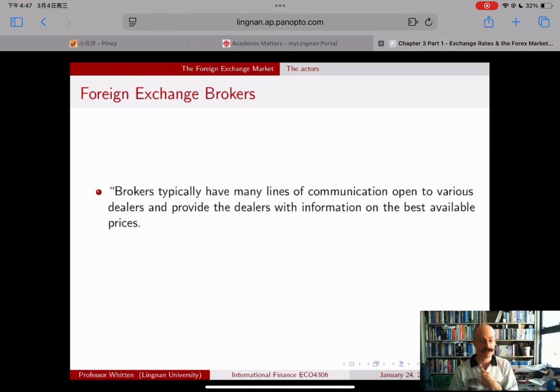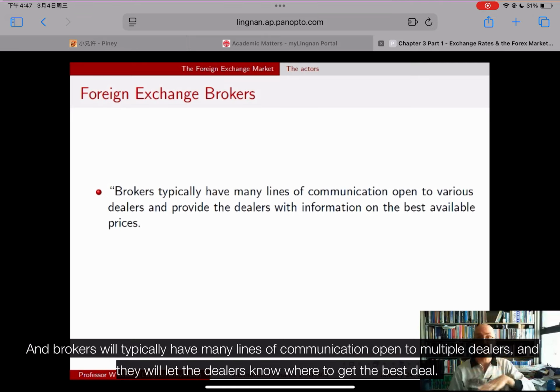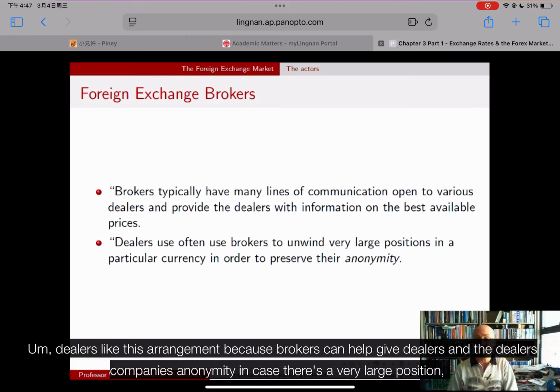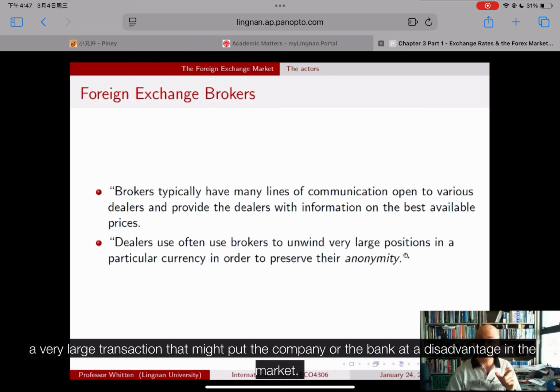And brokers will typically have many lines of communication open to multiple dealers, and they will let the dealers know where to get the best deal. Dealers like this arrangement because brokers can help give dealers and the dealers' companies anonymity in case there's a very large transaction that might put the company or the bank at a disadvantage in the market.